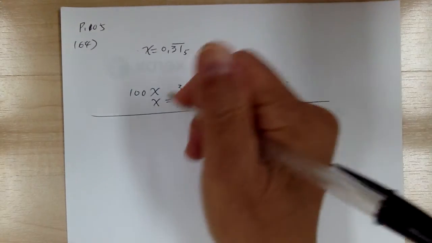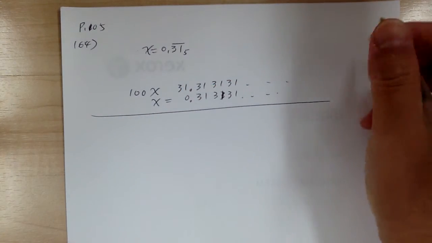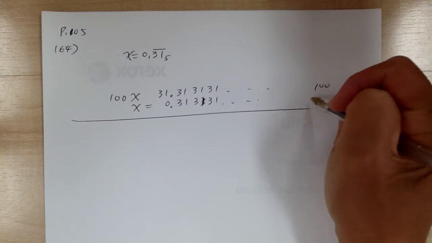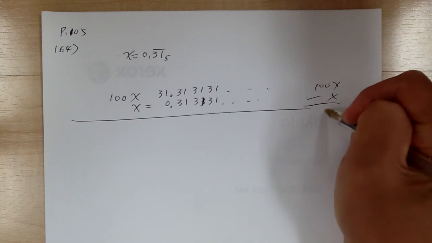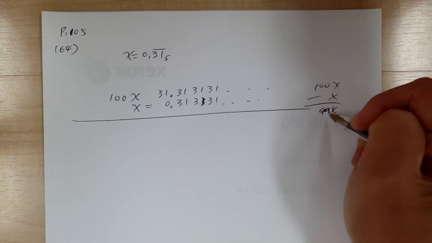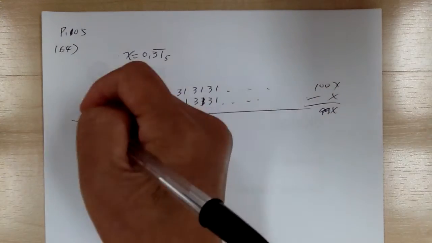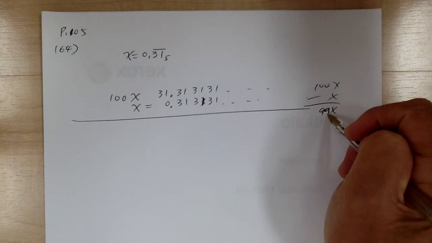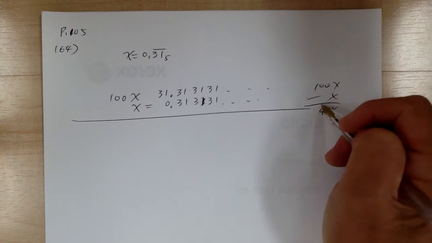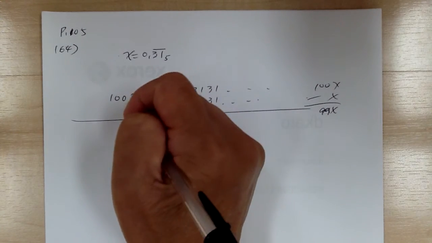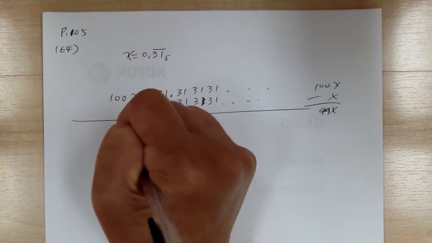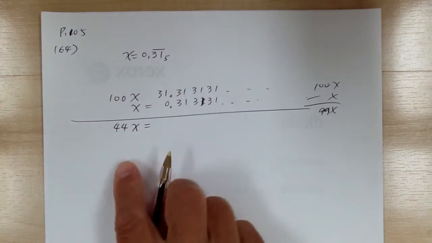Okay. Now when you subtract, if it's base 10, 100x minus x will give you 99x, right? So this is 1 less than that. But this one is base 5, and notice that the other is base 10. So this would be 1 less than the base. So when you subtract, since this is base 5, you're going to get 1 less than the base. So you're going to get 44, not 99.